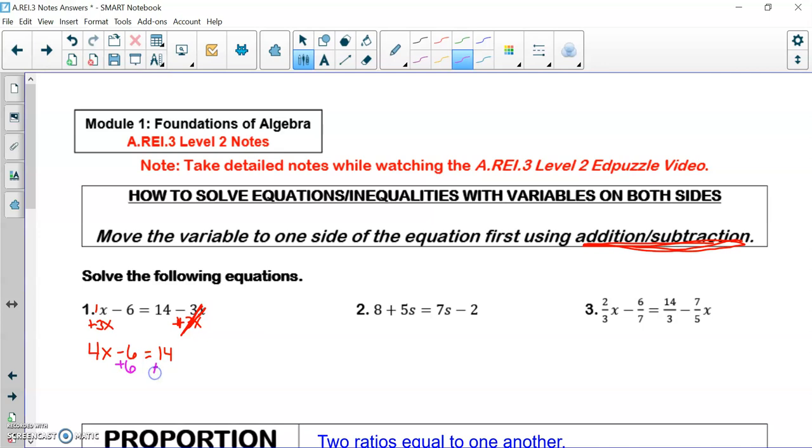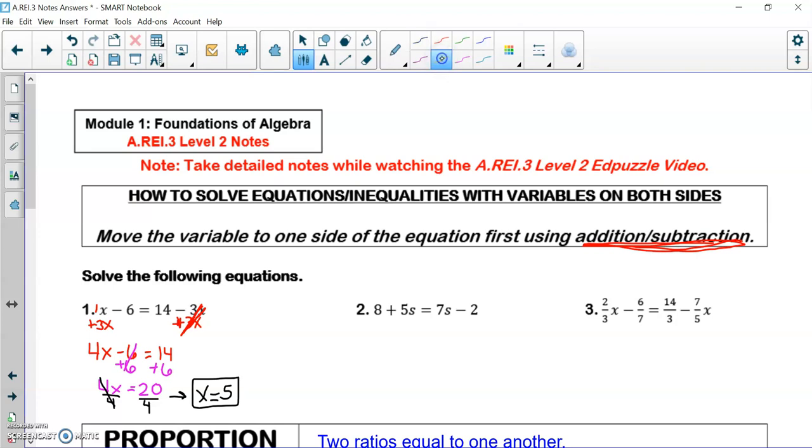We're going to add 6 to both sides. I'm going to have a 4x is equal to a 20. And then I'm going to divide by 4 on both sides to get my solution, which is x is equal to 5. If I put 5 back into my original equation, I could check to see if my answer is correct. So you can get 100% on these tests by just checking your answer.